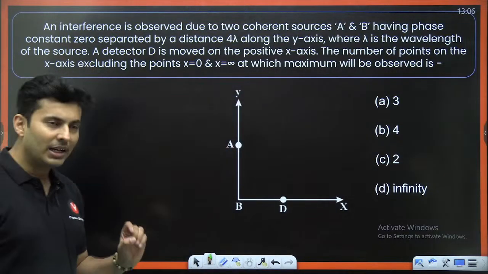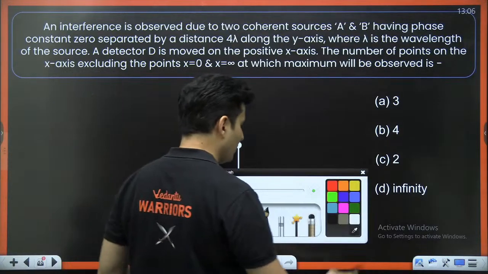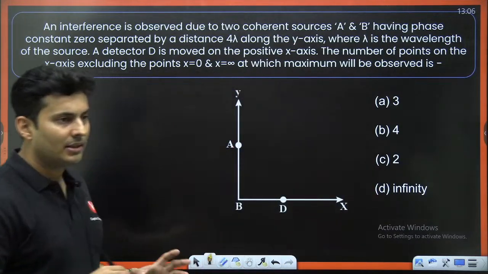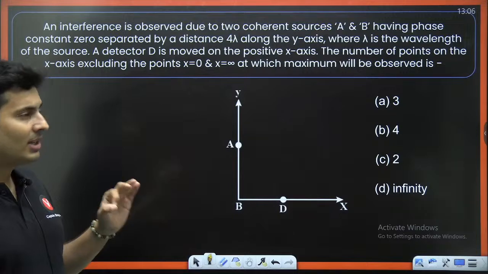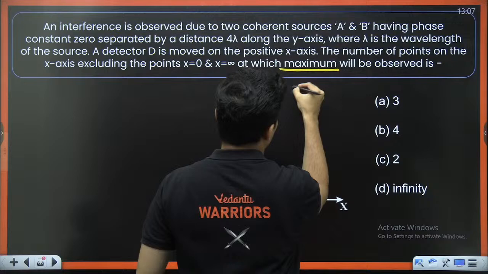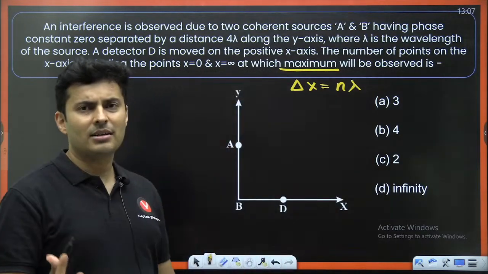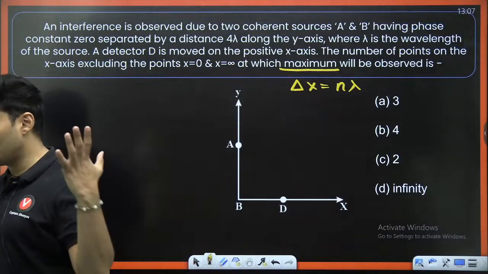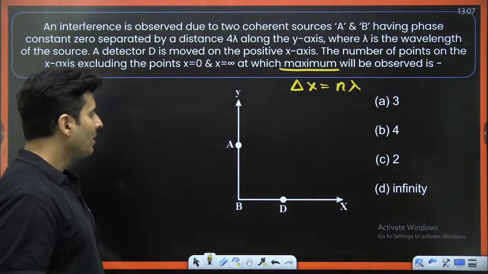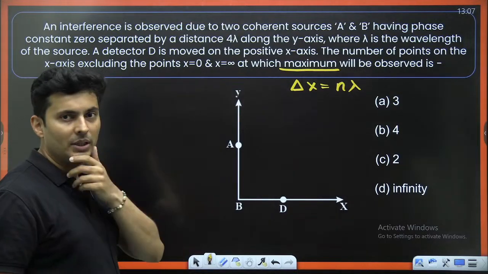Now, I'll tell you, this problem can be solved orally also, but it's okay. I'll explain this to you properly. See, what you need to understand is whenever maximum will be observed, the path difference will be n times lambda. Some integer times lambda, 1 lambda, 2 lambda, 3 lambda, 4 lambda, something lambda. Now, next thing, where will you get those points and how many are they? That is what we need to think.